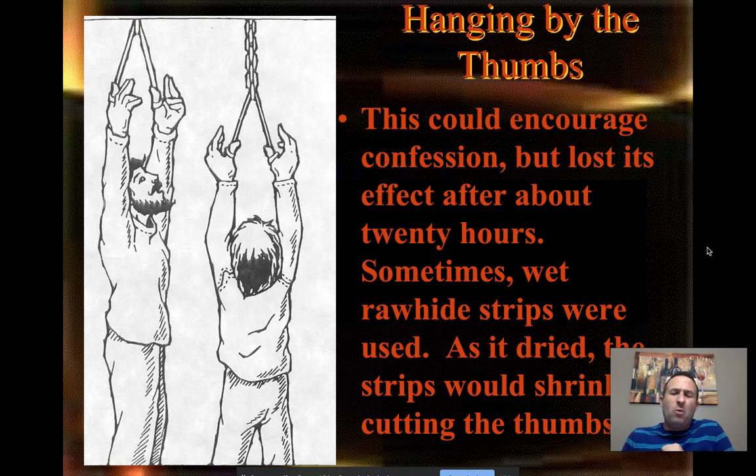Ooh, ow. Hanging by the thumbs. Great for encouraging confession, but does lose its effect after about 20 hours. Sometimes, though, they would use wet rawhide strips. And that way, as the rawhide strips dry, they start shrinking. It will actually cut the thumbs off from the hands. You literally fall off after about 20 hours. If you survive 20 hours, though, you're good. And you're pretty sure at that point you're not going to confess. You must be innocent. So, win-win.